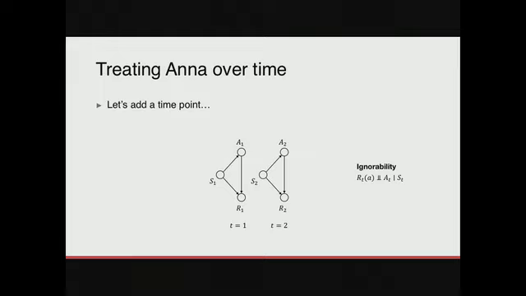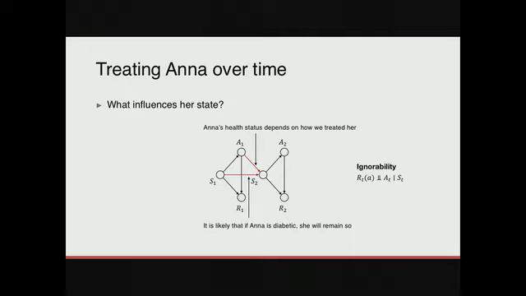But what happens now if we add another time point? Okay, so in this case, if I have no extra arrows here, I just have completely independent time points, ignorability clearly still holds. There's no links going from A to R, there's none from S to R, etc. So ignorability is still fine. Okay? If somehow Anna's health status in the future depends on the actions that I take now, then the situation is a little bit different.